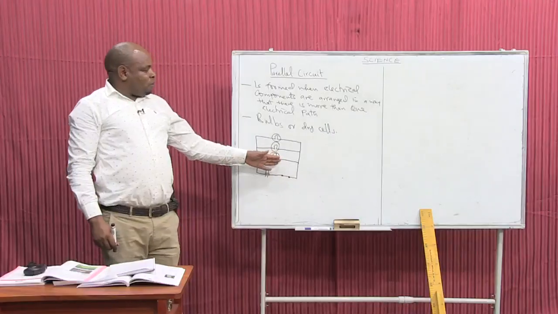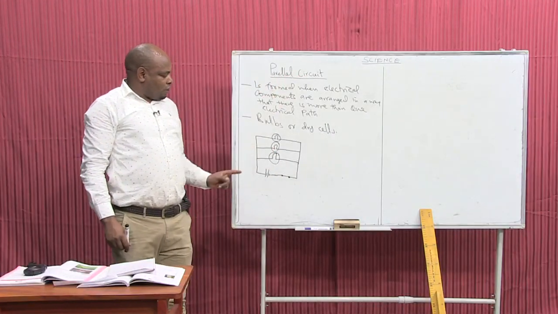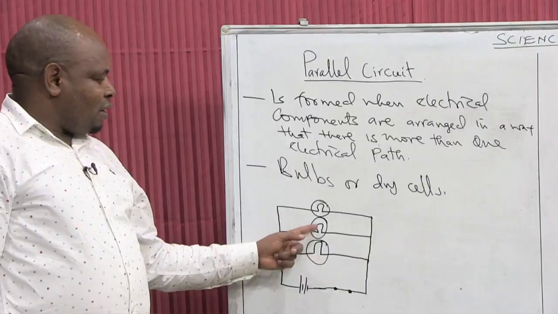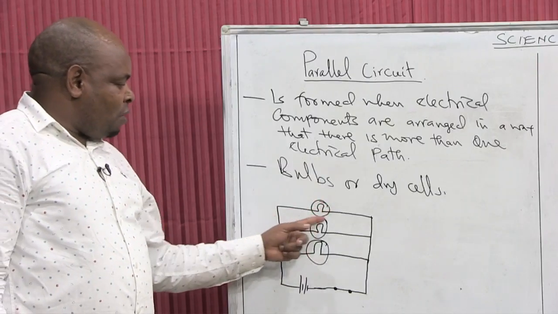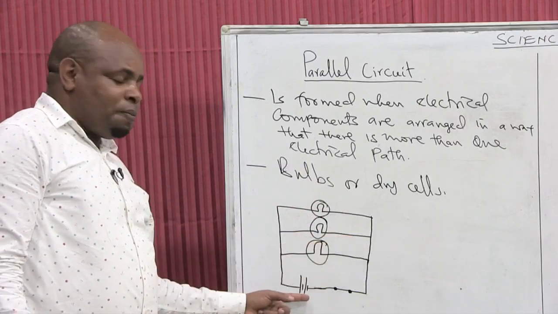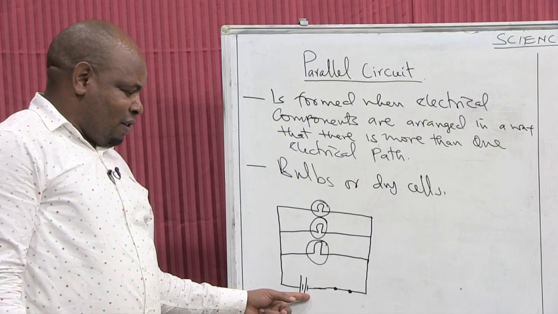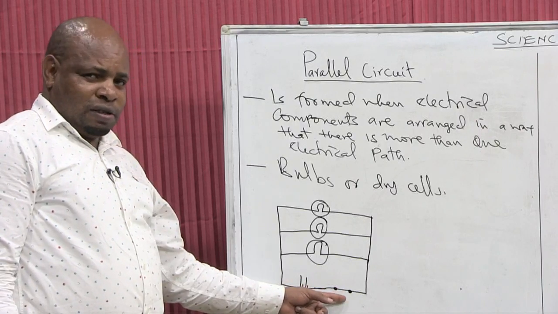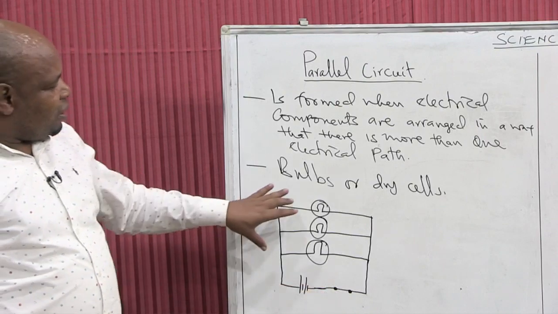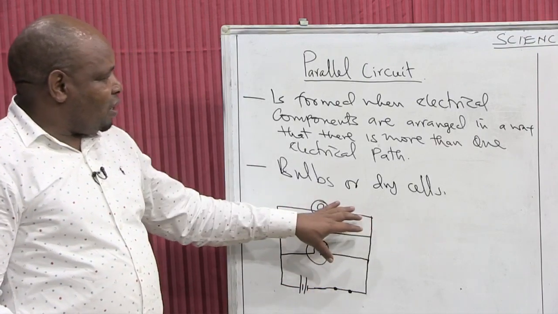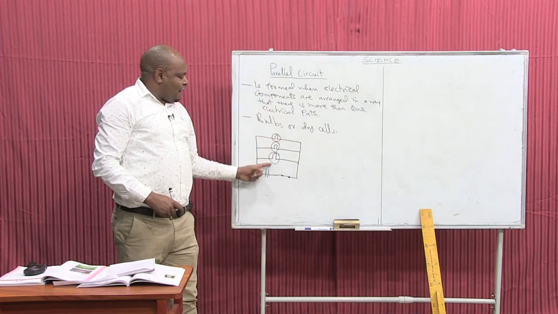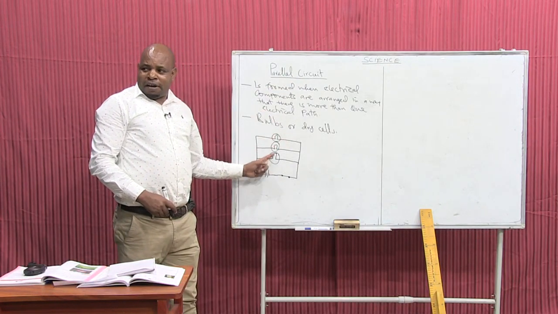This is a type of parallel circuit where we have the bulbs here. These are the bulbs, and these bulbs are arranged in parallel form. This is the source of power, the dry cells. This is the switch. So this one shows a parallel circuit where the bulbs are arranged in parallel form.